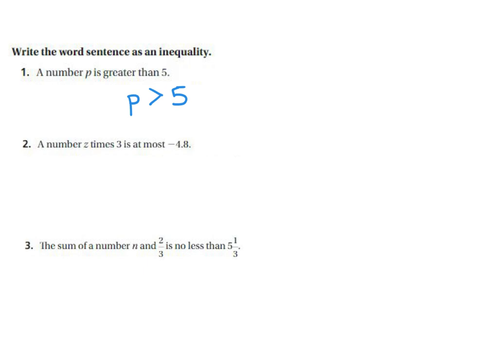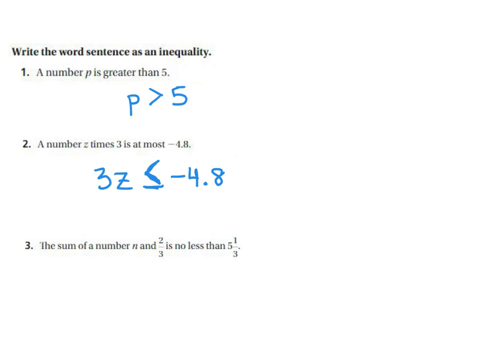A number Z times 3, so 3Z, is at most negative 4.8. So it could be equal to negative 4.8, but it says a number Z times 3 is at most negative 4.8. So it's less than or equal to.